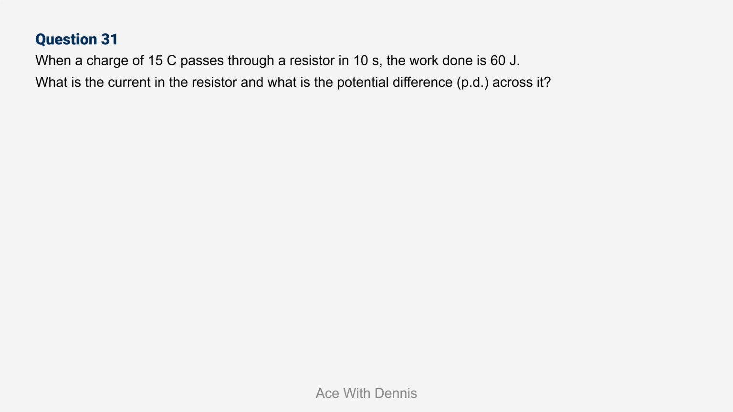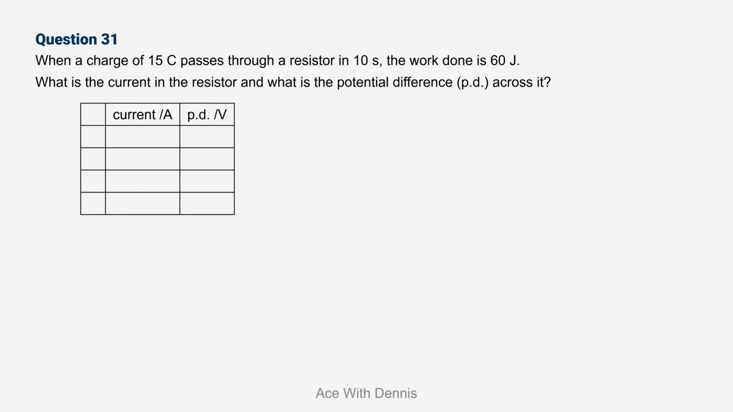Question 31. When a charge of 15 coulomb passes through a resistor in 10 seconds, the work done is 60 joules. What is the current in the resistor and what is the potential difference, PD, across it? So here are the choices. The first column is current in ampere, the second column is PD in volts. So option A, 1.5, 0.25. Option B, 1.5, 4.0. Option C, 150, 0.25. Or option D, 150, 4.0.